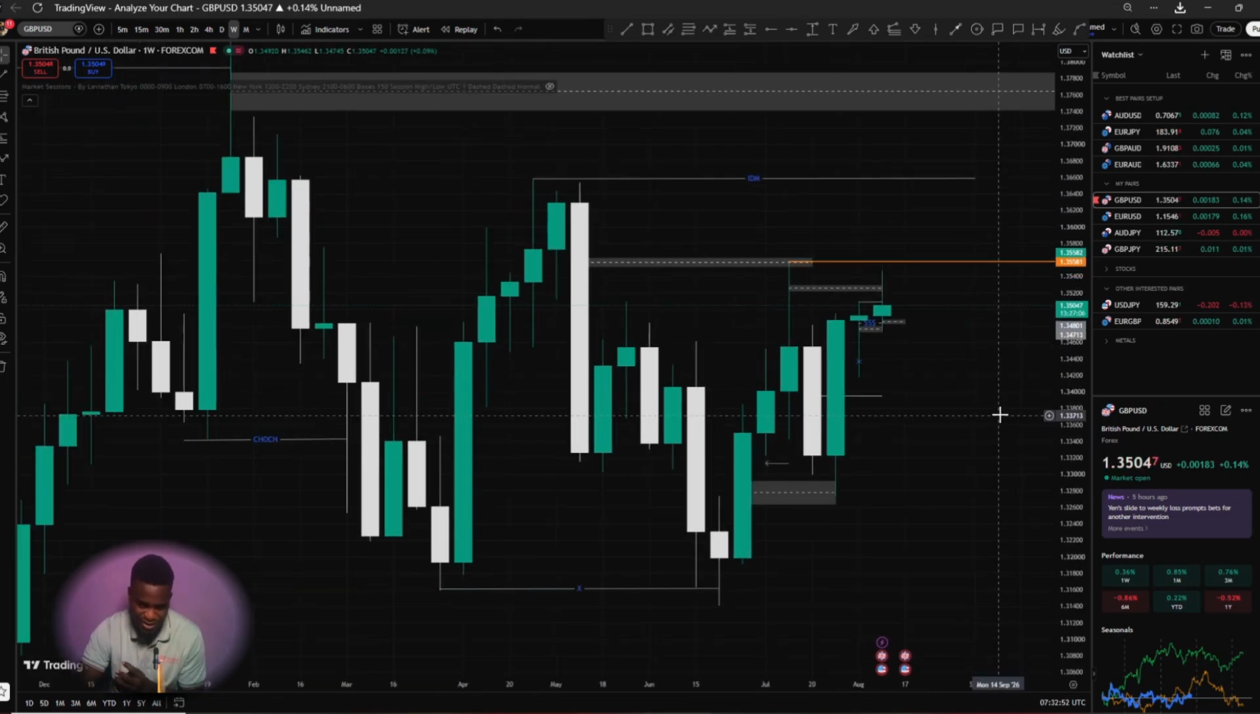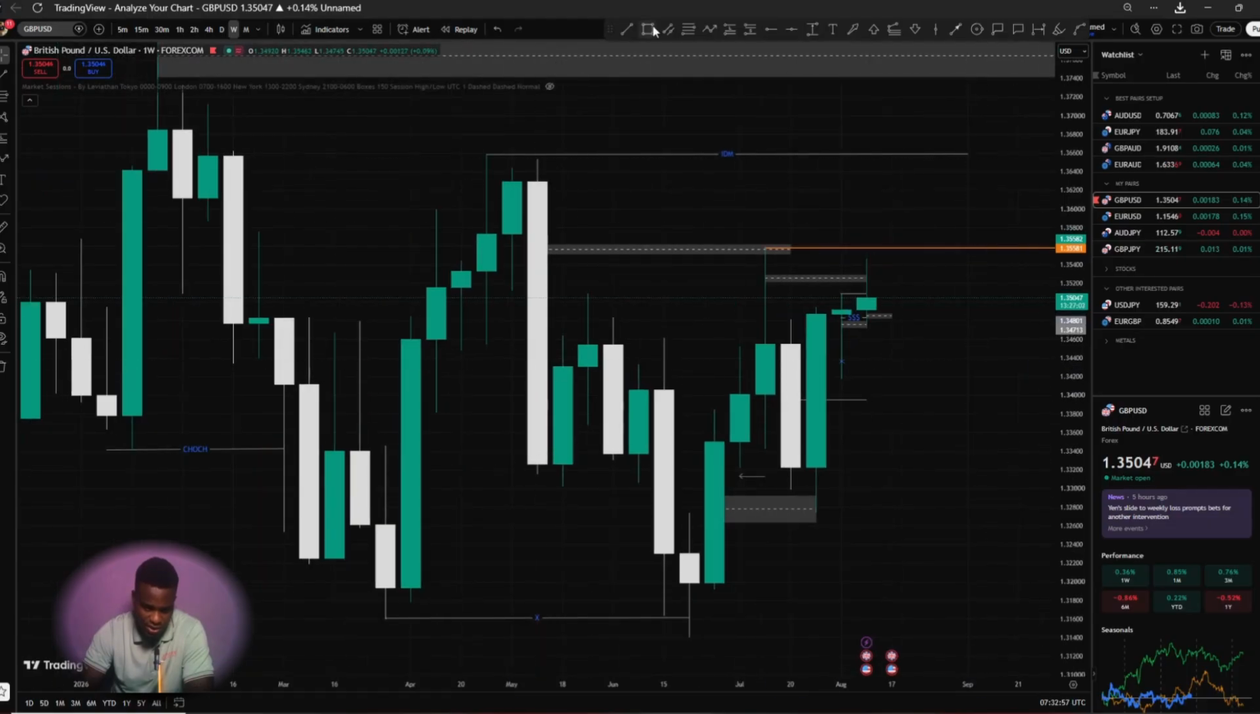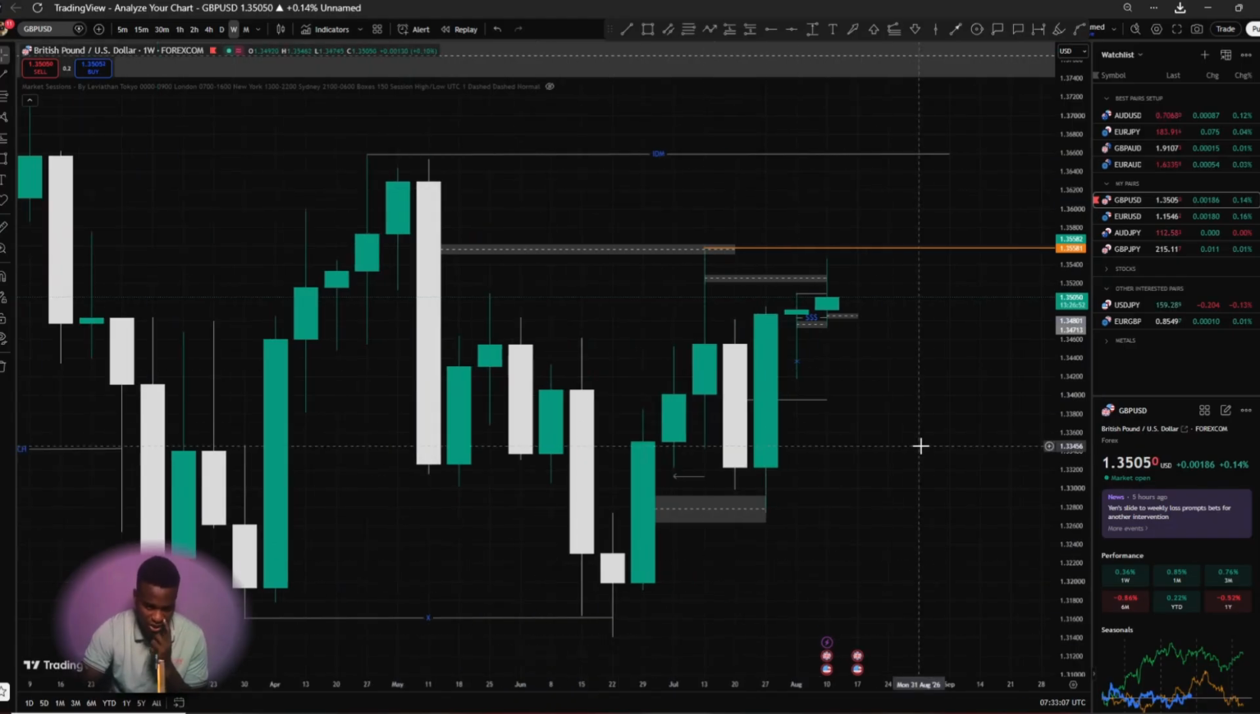Now we are getting closer to our setup. Now pay attention, look at this. This zone here is an unmitigated zone, right? The market used this zone to drop, this block drop, go to sweep the liquidity. So this block right here has already been used.